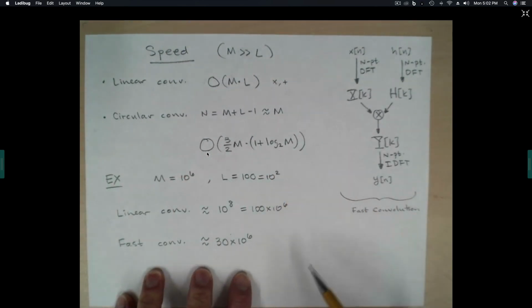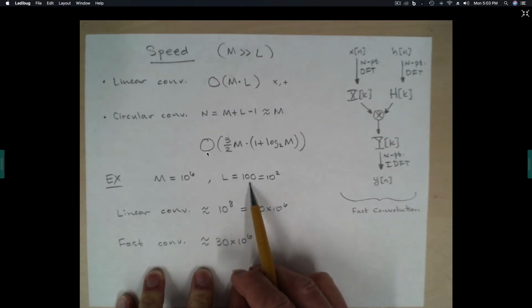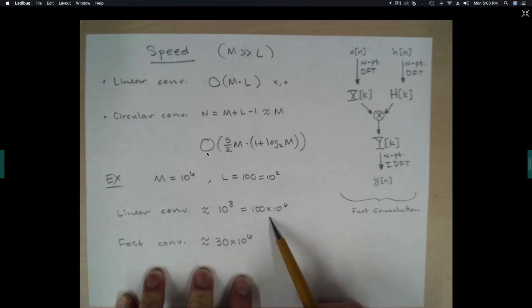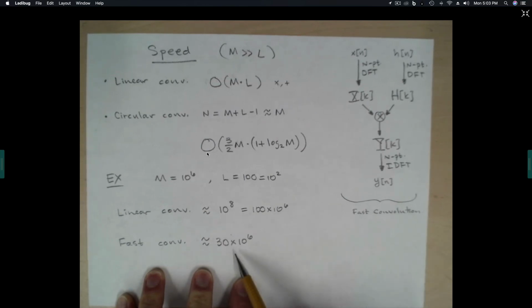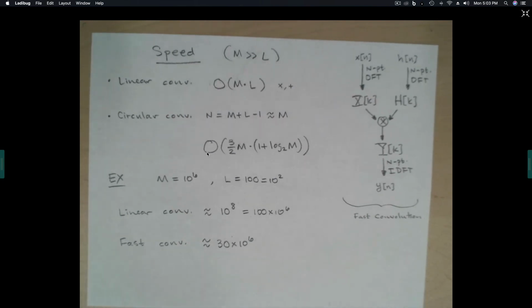And if we just look at an example, suppose we have 1,000,000 samples and we want to run a filter on those where the filter has length 100. The linear convolution is going to take approximately 100 million operations, whereas if we do fast convolution, we only spend about 30 million. So that's a simple example, and the results can be even more dramatic than that.